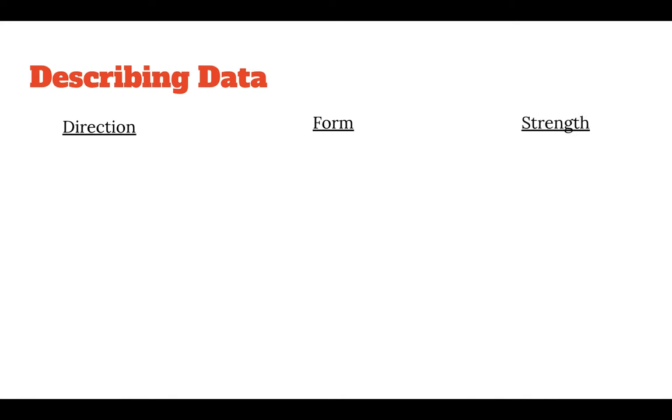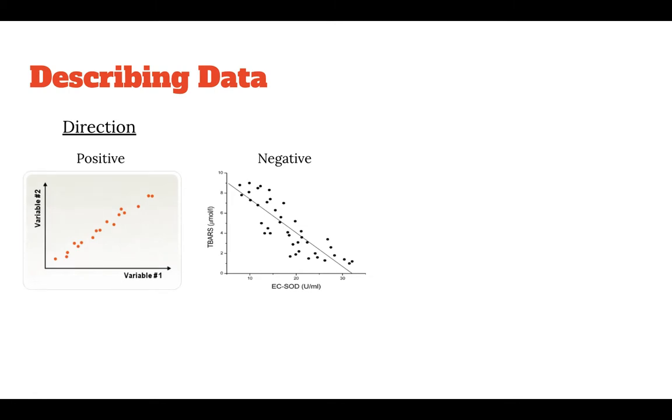When I refer to the direction, I'm talking about positive and negative. So thinking slope. Does the data look like it would have a positive slope, or does the data look like it has a negative slope? So in describing, it'll be one of those two.